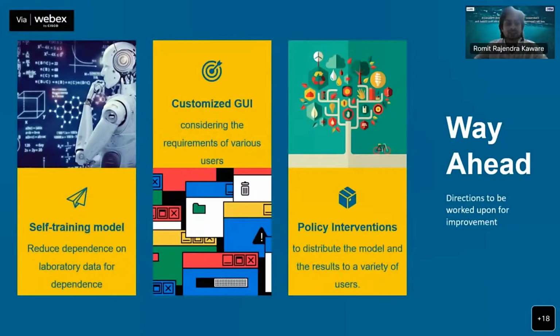Now, since there is room for improvement in everything, we will talk about some of the directions that can be worked upon. First of all is the development of a self-training model that can reduce the dependence on laboratory data for model validation. Again, the development of a customized graphical user interface which considers the requirements and uses of a variety of users, and then thinking of various long-term policy interventions in order to spread the model to a large audience, so that they may be able to use the results in a sustainable manner.